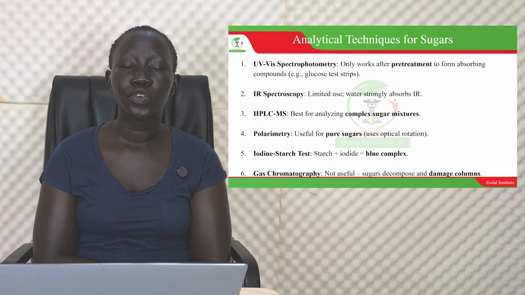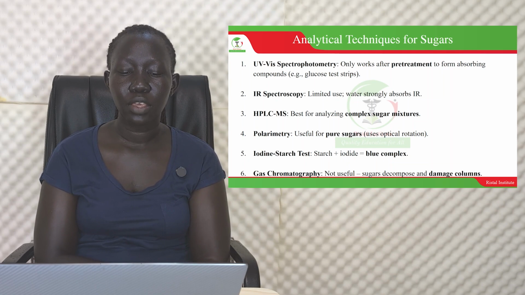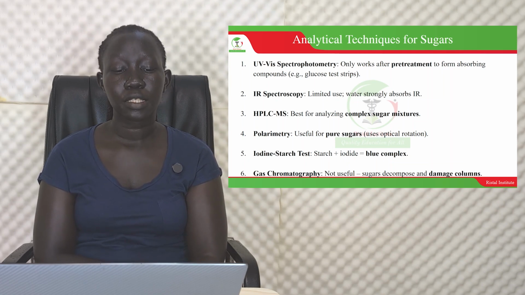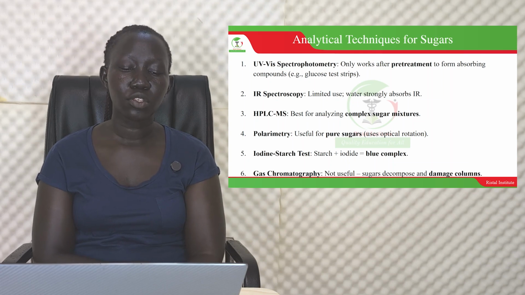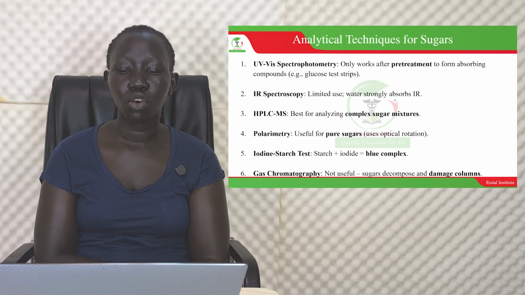Polarimetry is useful for pure sugars and uses optical rotation. And then the iodine starch test. Here iodine plus iodide plus starch produces a blue complex. Then gas chromatography is not very useful, because sugars decompose and can damage the columns. That's why it's not a very reliable method of sugar analysis.